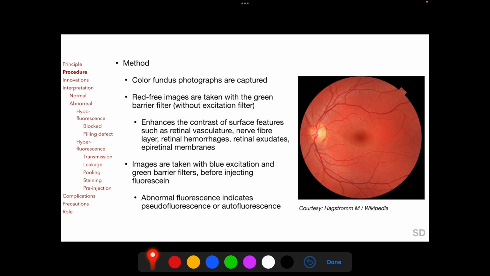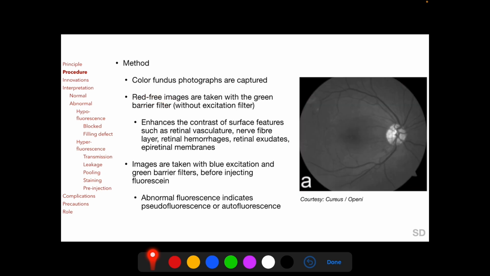Before injecting sodium fluorescein, three types of images are taken: colored images as shown here in this photograph, and red-free images as shown here in this photograph, which are taken with the green barrier filter in position but without the blue excitation filter. In red-free images the contrast of surface features such as retinal vasculature, nerve fiber layer, retinal hemorrhages and exudates, and epiretinal membranes is enhanced.